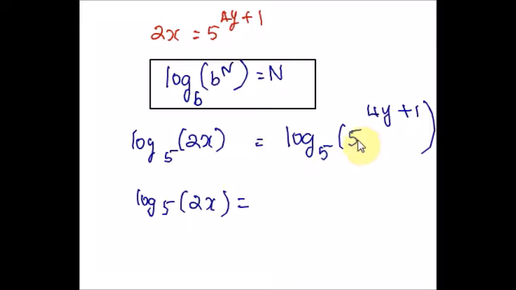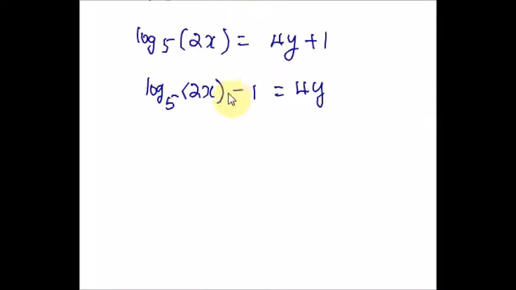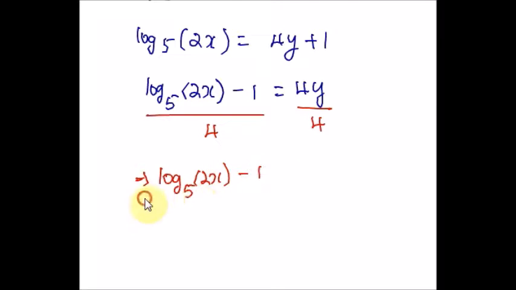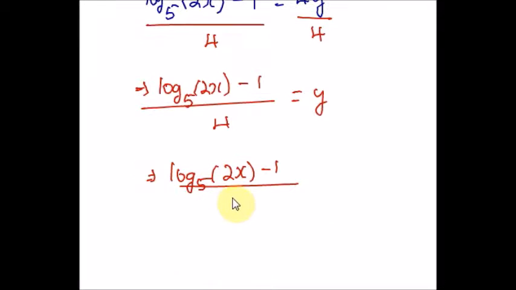So log base 5 and base 5 will get cancelled out and we will be left with 4y plus 1 on the right side. We need to isolate y, so I'm going to subtract 1 from both sides. So I'll get 4y. Now I need to get rid of the coefficient of y, that is 4. So I'm going to divide the entire equation by 4. So I'll get log base 5 of (2x minus 1) divided by 4 equal to y. Replace y by f inverse of x, because we have to denote that we finally got the inverse.